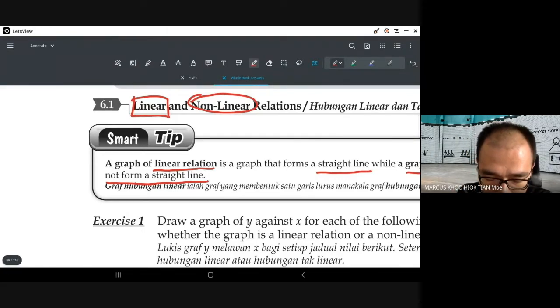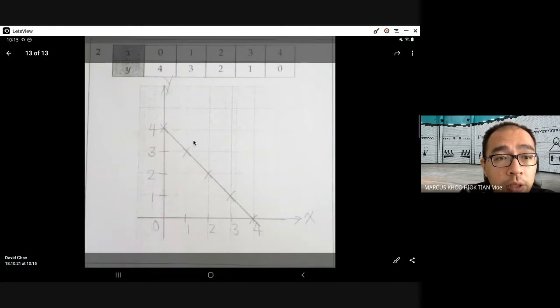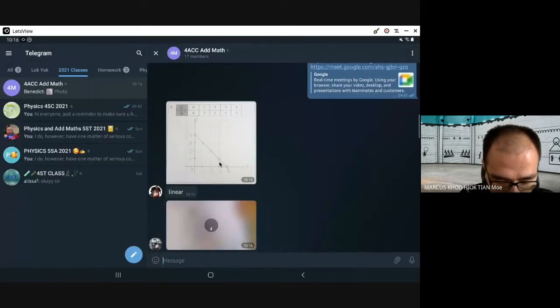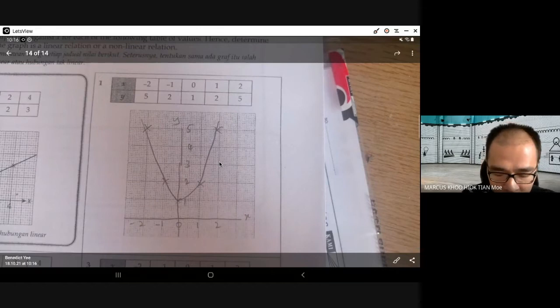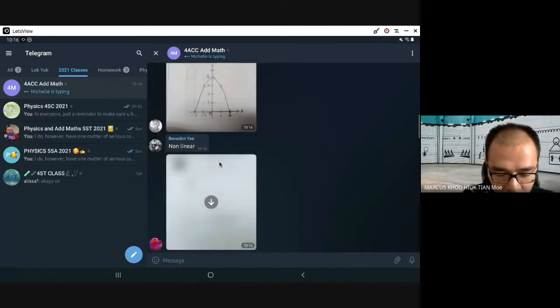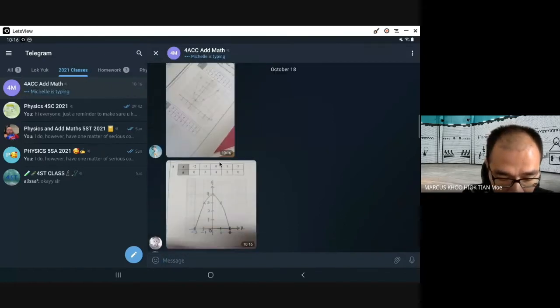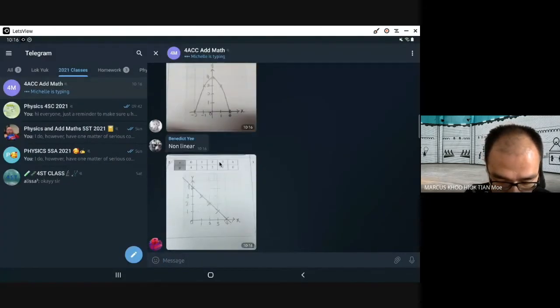I'm opening up the Telegram group so that we can all see the answers together. This is David, question number 2. David, is this a linear or a non-linear relation? Okay, it's a linear relation. This is Benedict, nice. Benedict, is this linear or non-linear? Mechi also the same. Oh, okay, Benedict, non-linear. Who is this? This is Stephanie. Stephanie, linear or non-linear? Okay, this is very good.